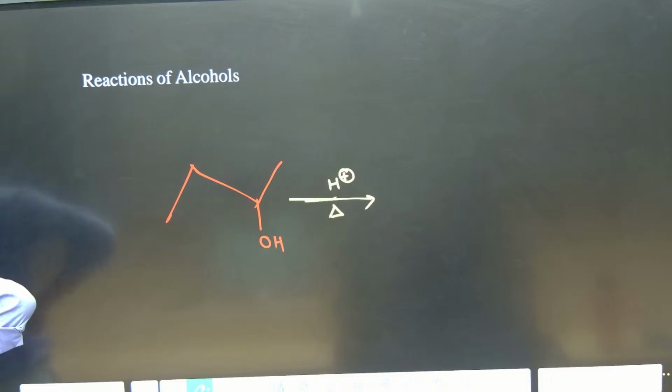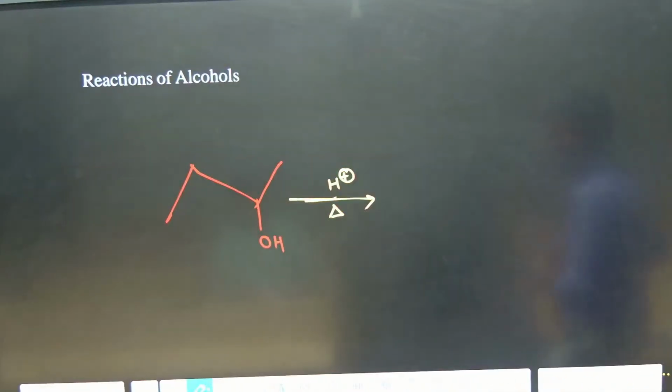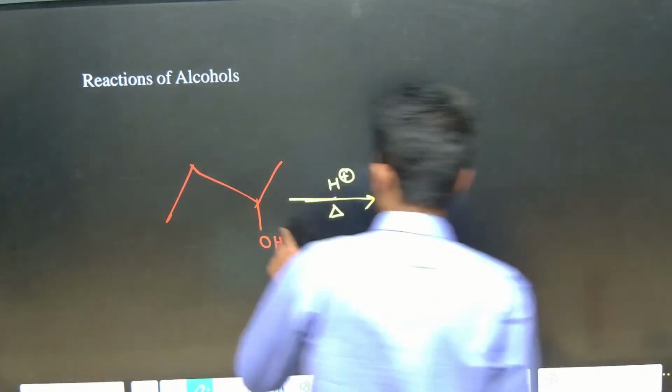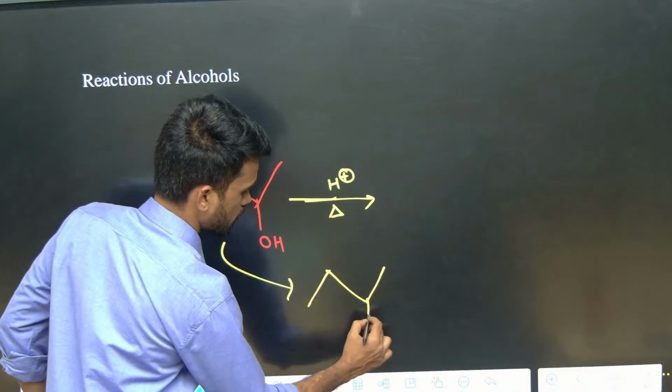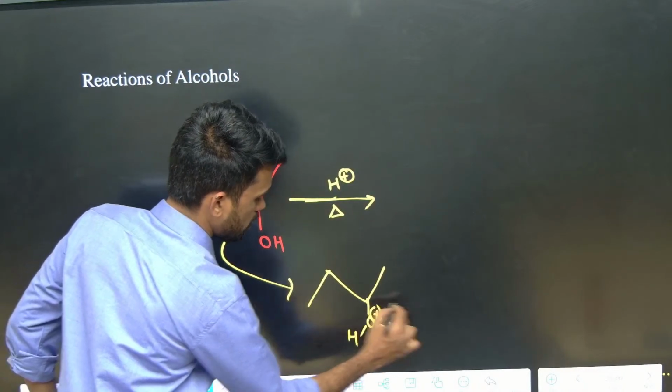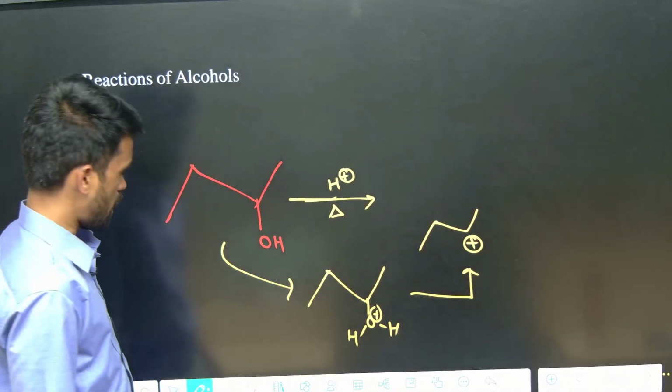Tell me, what is your answer? Yes, you can try easily. First remove OH: add H plus ion, and remove OH as water. Water is formed first, then it is removed, and we get a positive charge. Okay, after that tell me what happens.